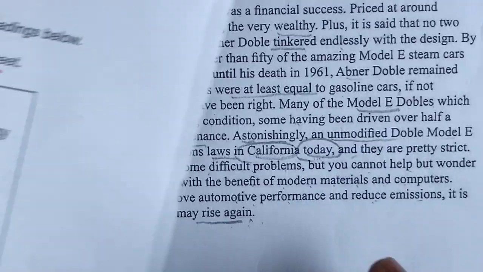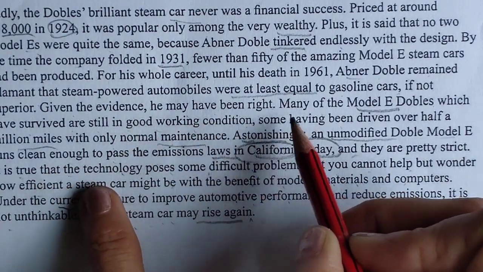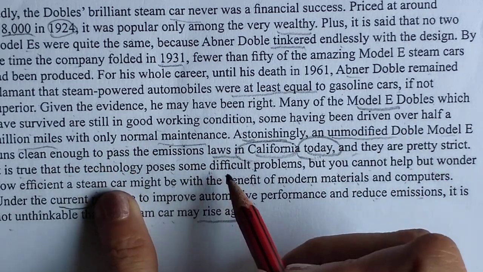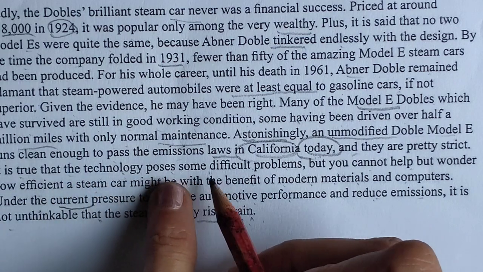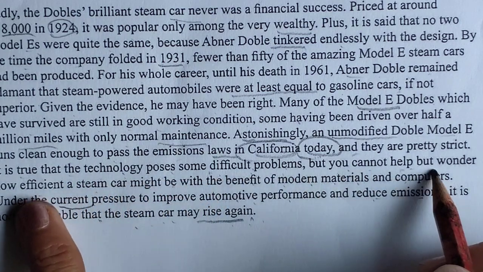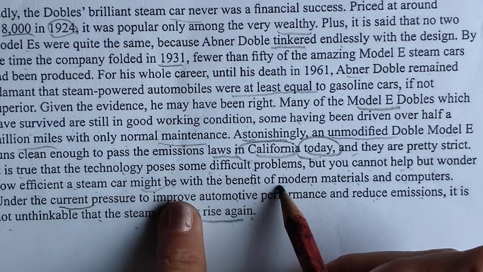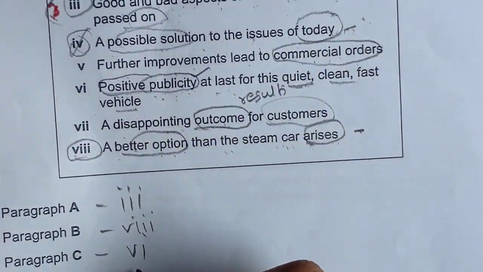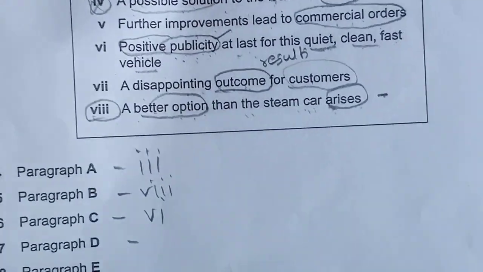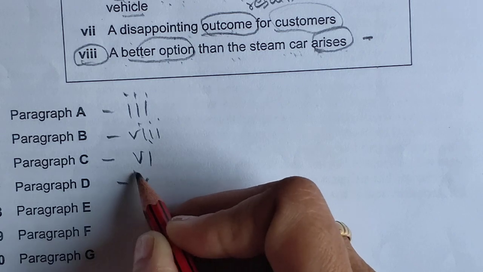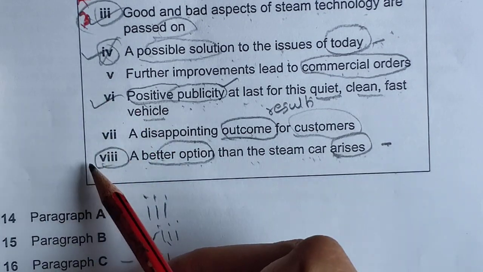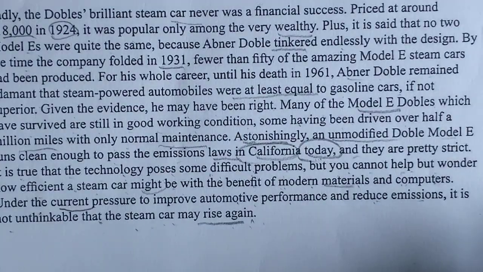So today we have, given the evidence, he may have been right, which have survived. Driven over half a million miles. So here, if you read it properly, they are pretty strict. It is true that technology possesses some difficult problems, but you cannot help wondering what a steam engine might be with the benefit of modern materials and computers. So this I can match with the G paragraph. We can match it with this fourth number. You can see this fourth number. Okay, so we have done this. I'm just marking it. Four we have done. Now coming to which paragraph?